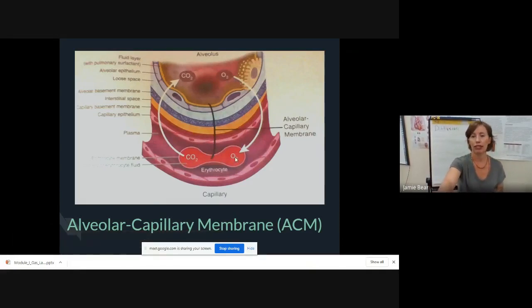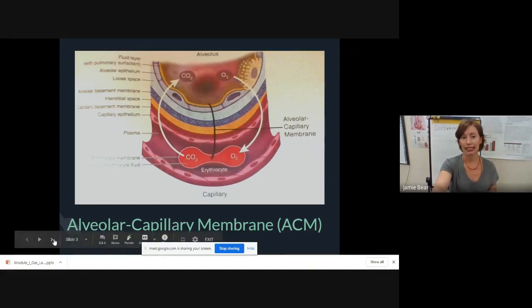Carbon dioxide, once again, starts in the tissues, hitches a ride through the red blood cell, and diffuses from its high to low concentration gradient. Then when it gets into the alveoli, it travels up through the tracheobronchial tree and is exhaled.